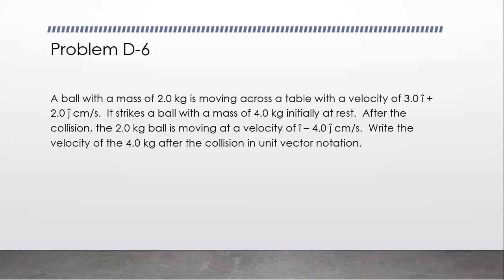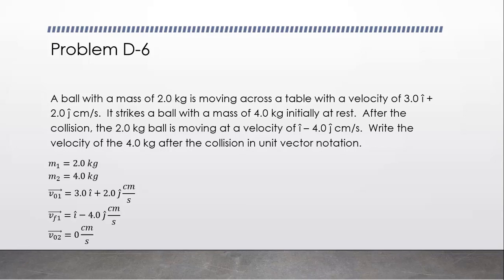So let's look at a problem, problem D6. A ball with a mass of 2 kilograms is moving across the table with a velocity of 3 i hat plus 2 j hat centimeters per second. It strikes a ball with a mass of 4 kilograms initially at rest, and after the collision, the 2 kilogram ball is moving at a velocity of i hat minus 4 j hat centimeters per second. What we want to do is write the velocity of the 4 kilogram ball after the collision in unit vector notation. So here we go.